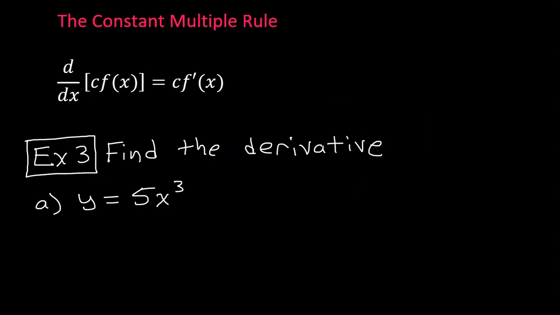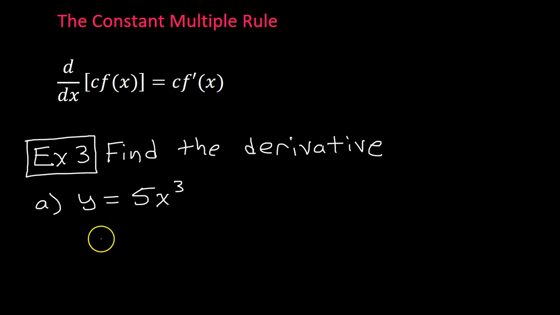Next, we have the constant multiple rule, which tells us that if we have the derivative of a function that's being multiplied by a constant, we can pull that constant out front and then take the derivative first and then just multiply by the constant afterwards.